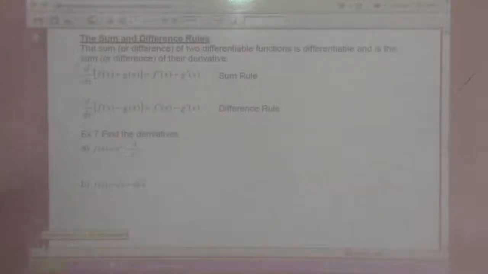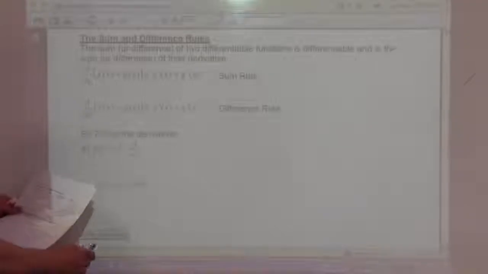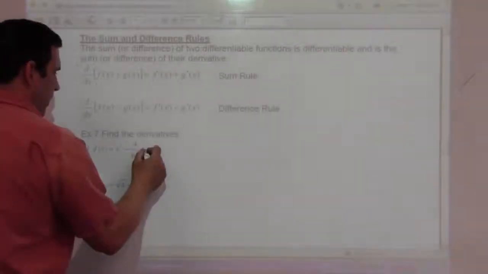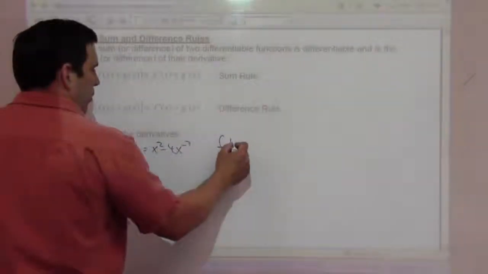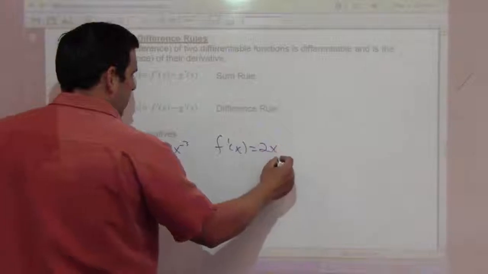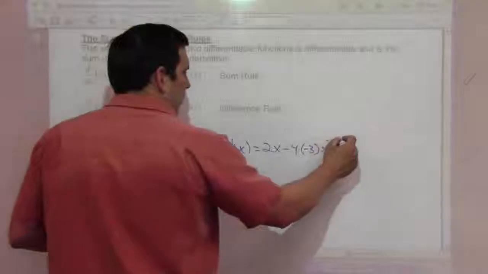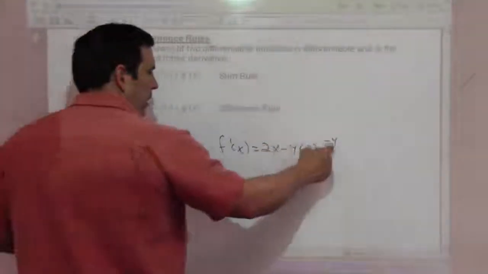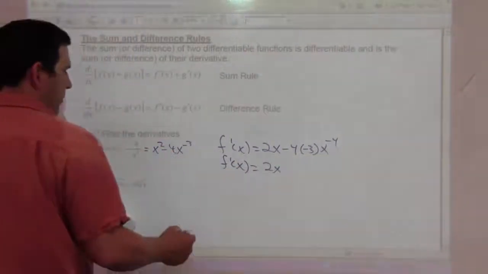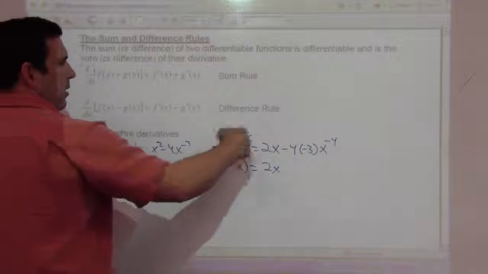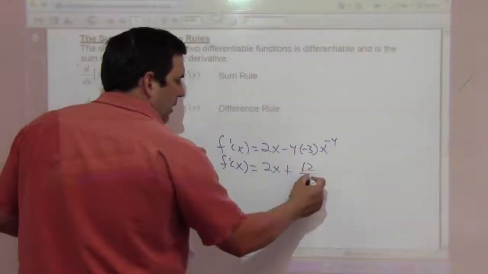So find the derivatives. Here we have f of x equals x squared minus 4 over x cubed. Think of this as x squared minus 4x to the negative 3. So f prime of x is going to be 2x minus 4 times negative 3x to the negative 4. Subtracting 1 from negative 3, you get negative 4. So f prime of x is going to be 2x, and by the way, the 2 comes out front, and 2 minus 1 is 1 for the power, plus 12 over x to the 4th power.